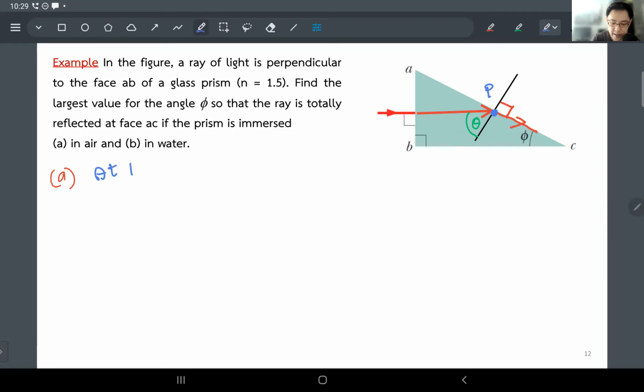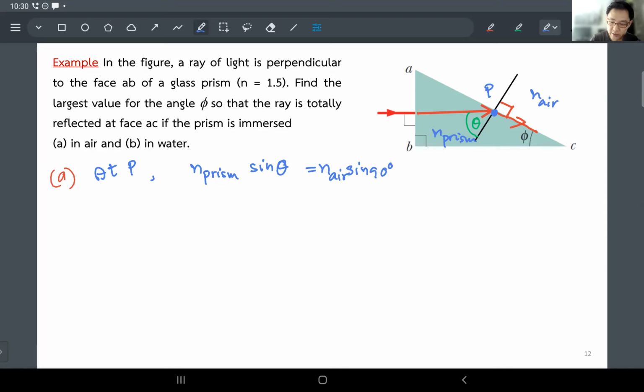So at P, you say n prism, because that's where you're starting from right there, times the sine of theta, that's your incident angle, must be equal to, now you come out in the air, so that will be n air times the sine of 90 degrees. So it's exactly the formula that you use to derive the critical angle. Sounds cool? All right, and that's it. So you should be able to figure out the angle phi, the requirement.